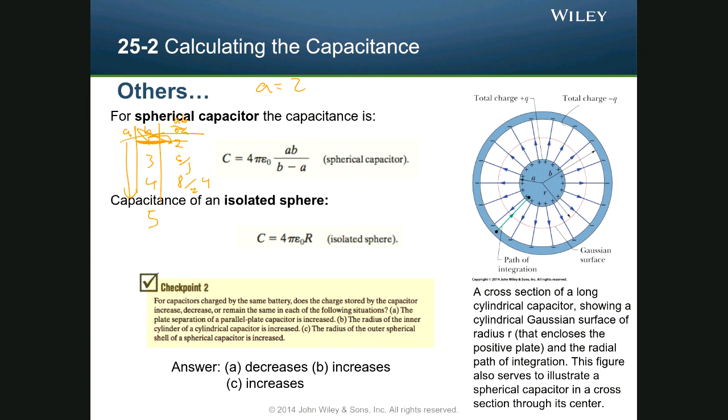5 times 2 is 10 over 5 minus 2 is 3. Now we're starting to grow again. If we do 100, right? 100 times 2 is 200. 100 over 100 minus 2 is, what's 100 minus 2? 98? Yeah. It's still, yeah, it's always still decreasing with 5. It's getting smaller.